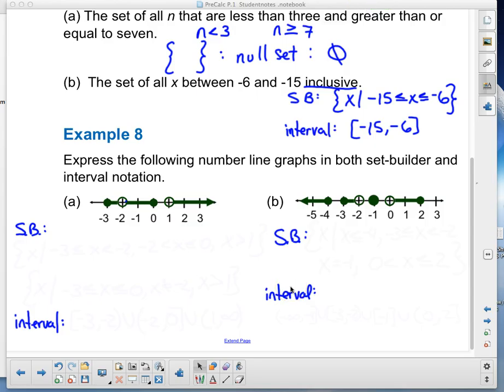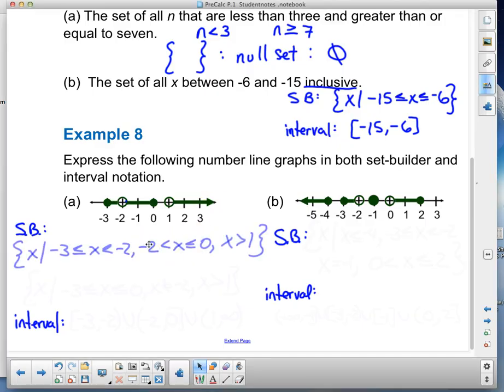In example 8, express the following number line graphs in both set builder and interval notation. Now when we're looking at this in set builder, I have a closed interval at -3, open at -2. It's open at -2 to 0 where it's closed. And then it's open again from 1 to infinity. Now there's a couple ways for me to express this set. I'm going to write it down first for you.